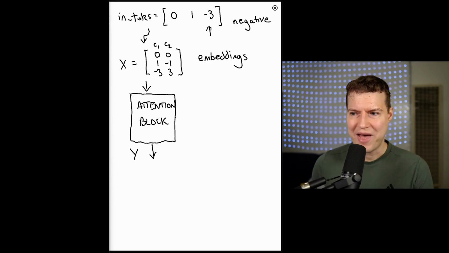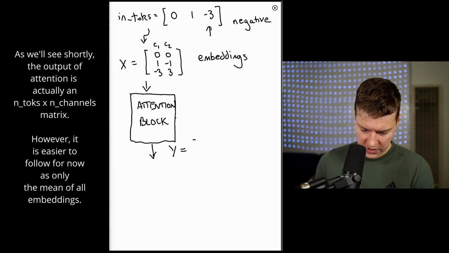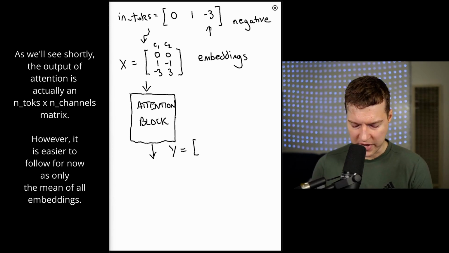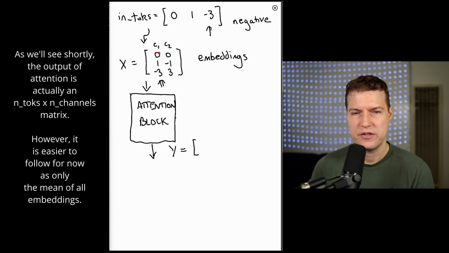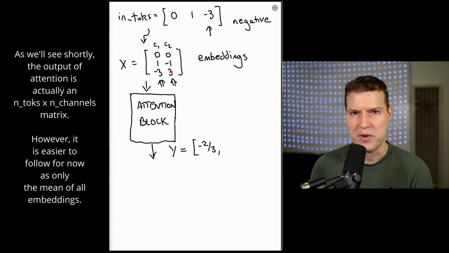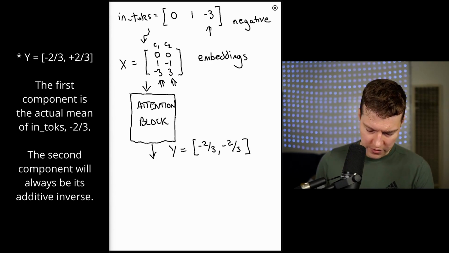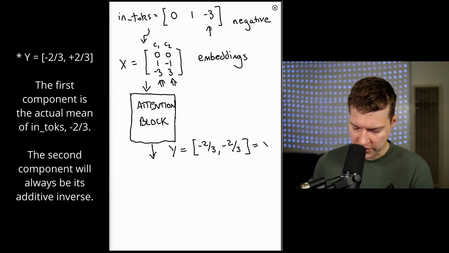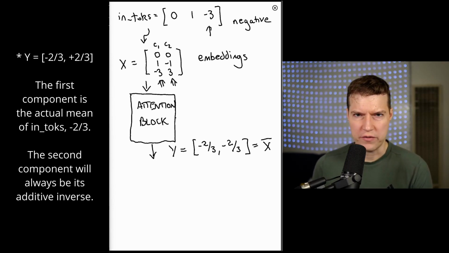So what I would expect the output here to be is, in this particular case, for the first channel here, C1, the mean of this is 0 plus 1 plus -3. So this would be -2/3. And then for the second channel, you can see it's just the same numbers, basically. And so that would also be -2/3. All right, so this, we could say, is the weighted mean of X. In this case, the weights are all the same.